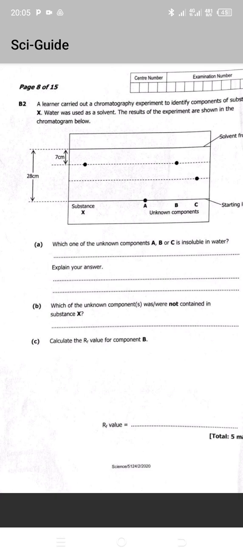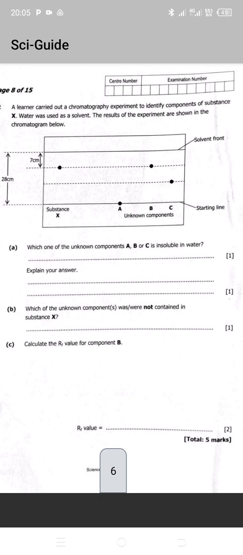A component that is insoluble is the one which has not moved from the starting line. It is still on the starting line. It has not moved, so we can say it is insoluble. As you can see there, B and C have moved from the starting line, here is the starting line, but A has not moved from the starting line. Therefore, A is the one which is insoluble. So there you just say A.